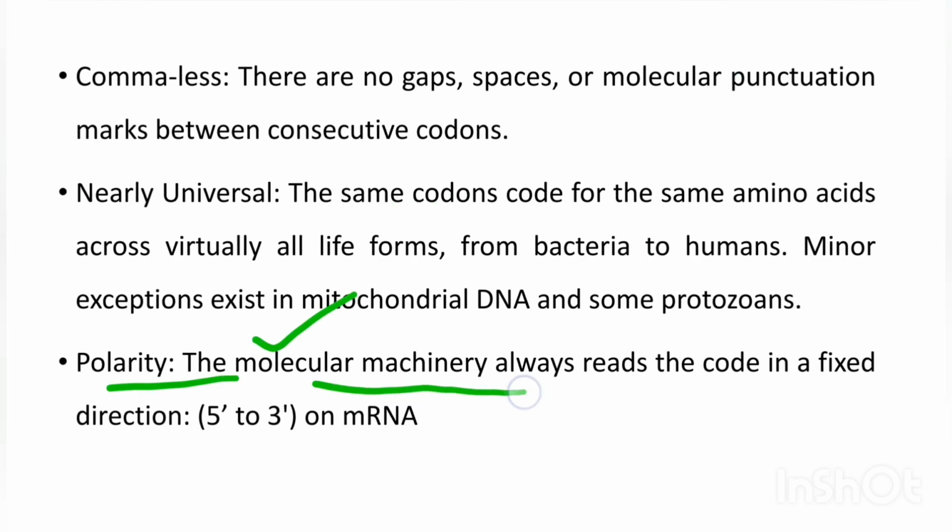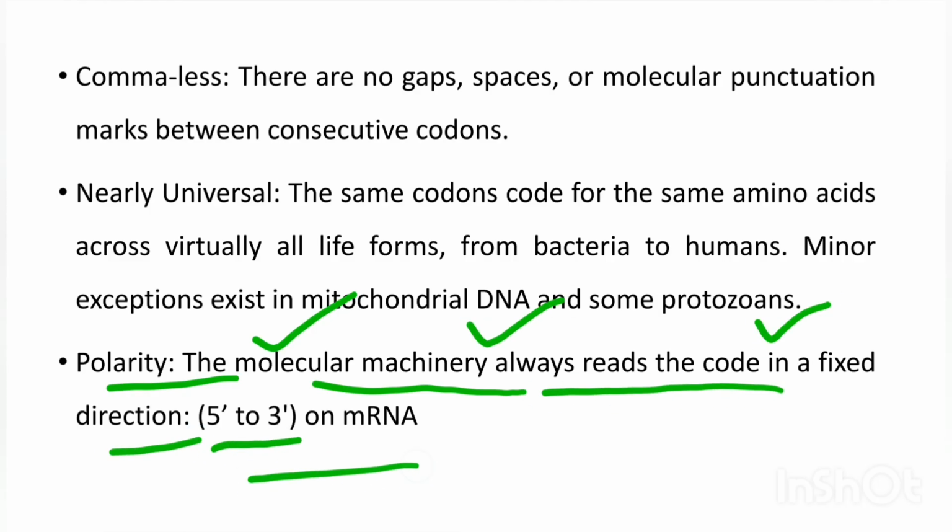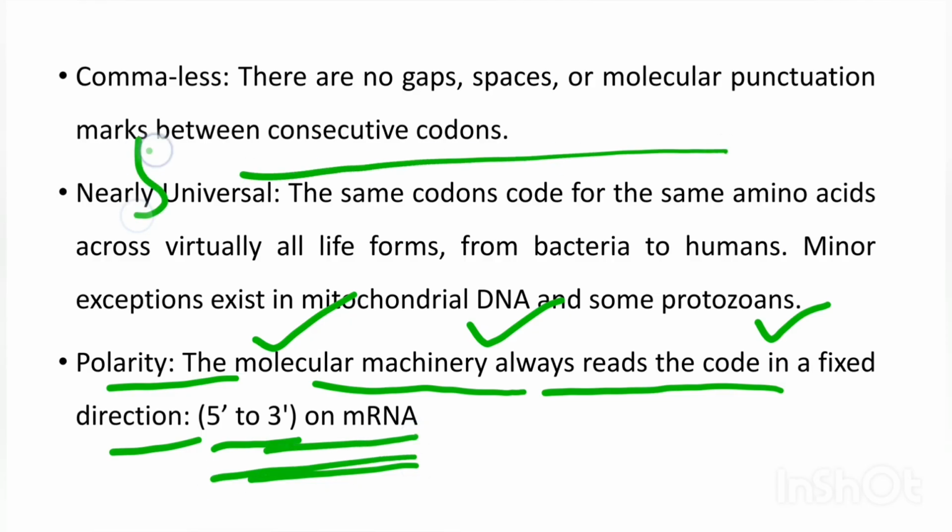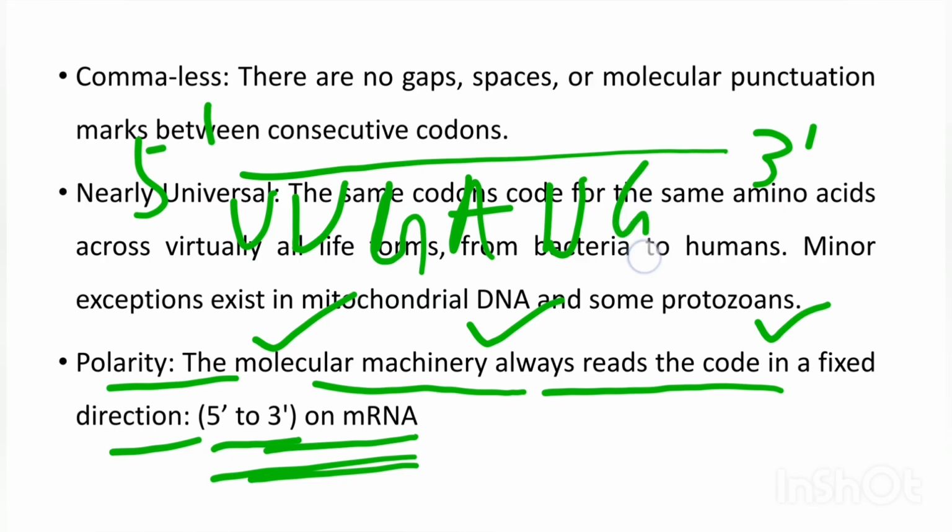Polarity: the molecular machinery always reads the code in a fixed direction, from the 5' end to the 3' end of mRNA. Suppose the mRNA is like that, 5' to 3', U U G A U G. So this is the starting codon. The molecular machinery always reads the code in this direction.